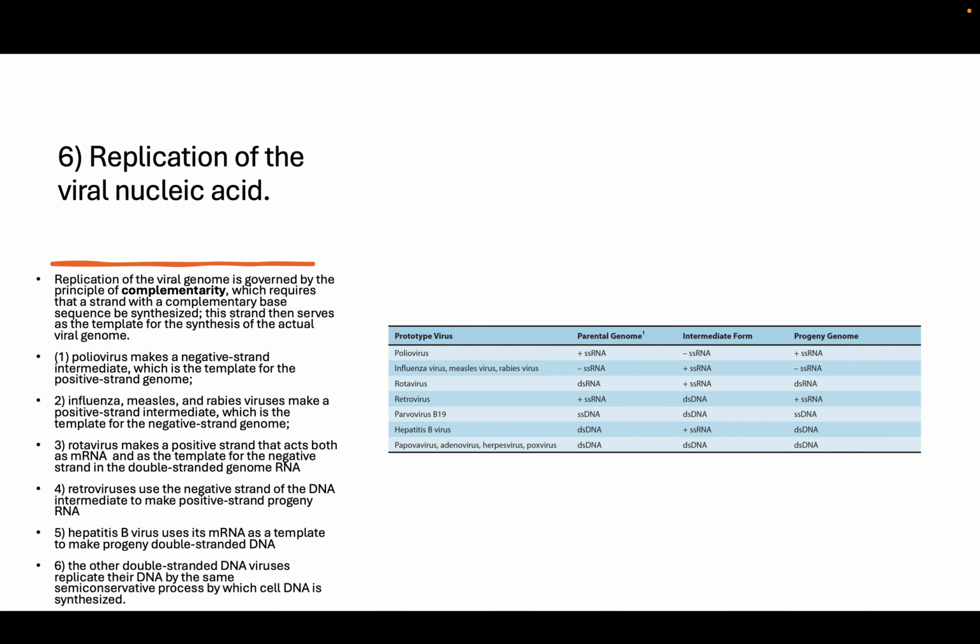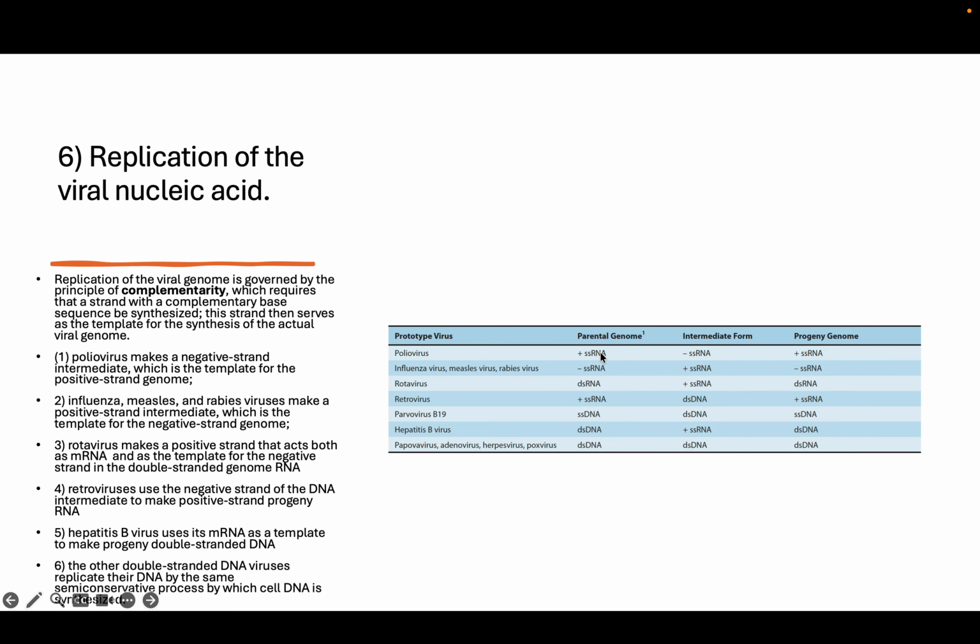And then after that, you have the replication of your viral nucleic acid. That's the most important thing, because if viruses want to still be infectious, they need to replicate their genomes, because every newly formed virus needs to have a genome. And the genome is governed by a principle of complementarity, meaning that once you start with the parental genome, and let's take the example of poliovirus, the parental genome is single-stranded RNA. So we need to duplicate this, and the progeny genome has to be positive single-stranded RNA.